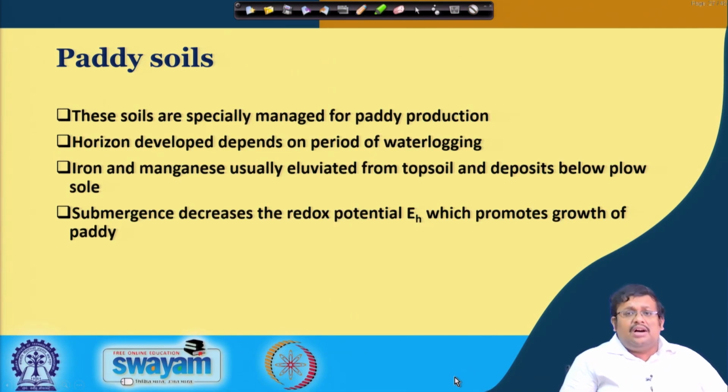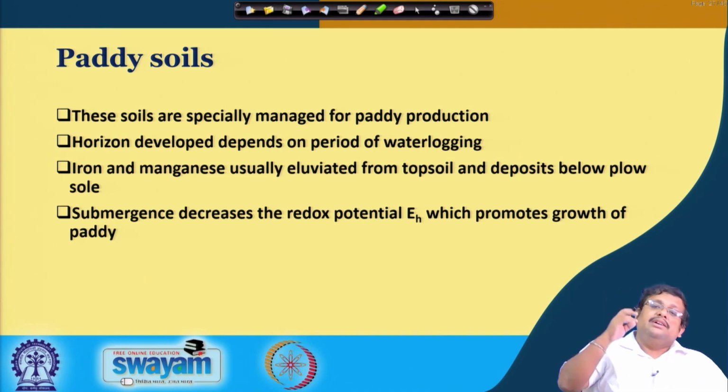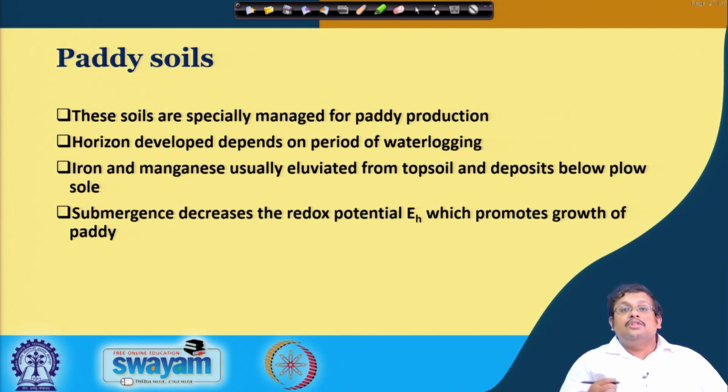Another important and most dominant type is paddy soils or rice soils. These soils are specially managed for paddy production, and the horizons depend on the period of waterlogging. You will see the development of different color horizons depending on the period of waterlogging. Iron and manganese are usually eluviated from the topsoil and deposited below the plough sole. Due to the water movement, the iron and manganese present in the topsoil move down and deposit below the plough sole, and submergence decreases the redox potential EH, which promotes the growth of the paddy.